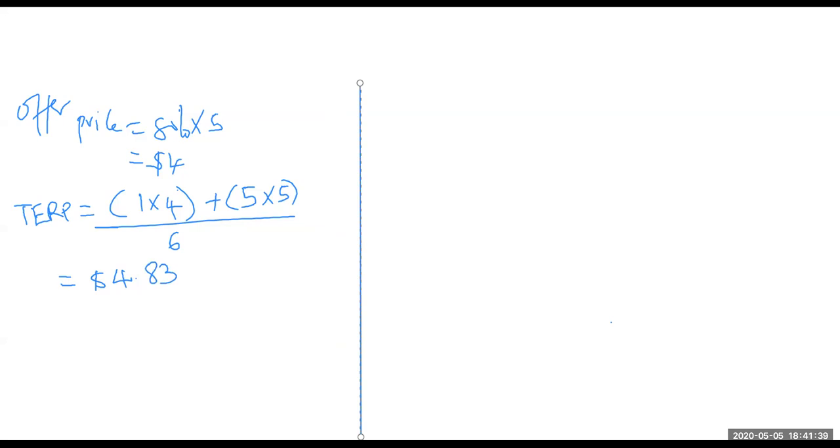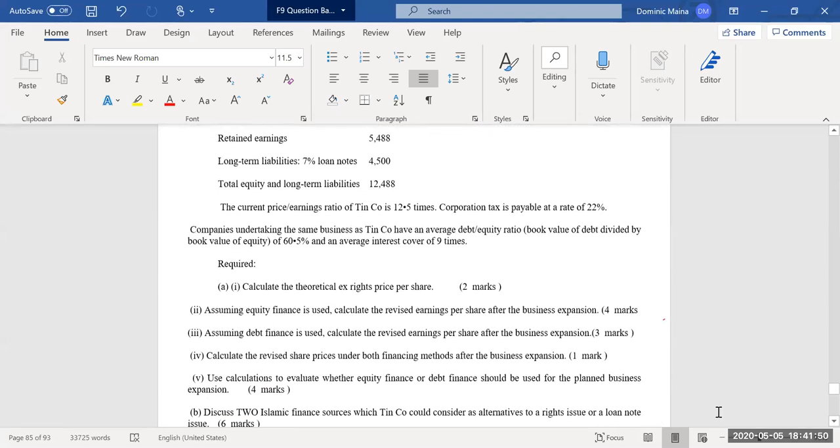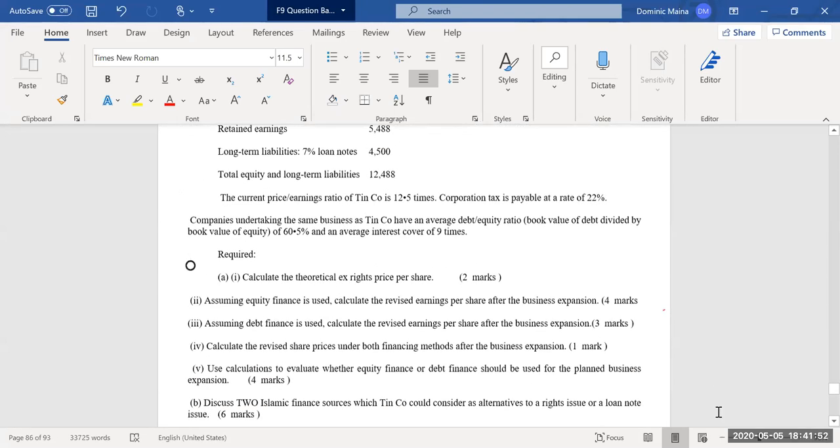That's for part A. Now part B was asking us, assuming debt finance is used, to calculate the revised earnings per share after the business expansion. So if the company goes ahead and finances the proposed expansion by the use of equity, what is going to be the earnings per share then? So let me pick a group. Jeffrey.